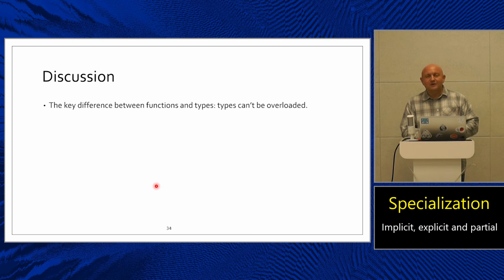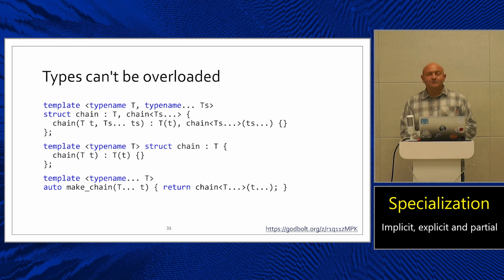So, how does this limitation shape the way we design with templates? And how do we work around it? Okay, types cannot be overloaded. Imagine this classic pre-C++17 problem. Since C++17 we have more elegant solutions, but back then this was a common challenge.